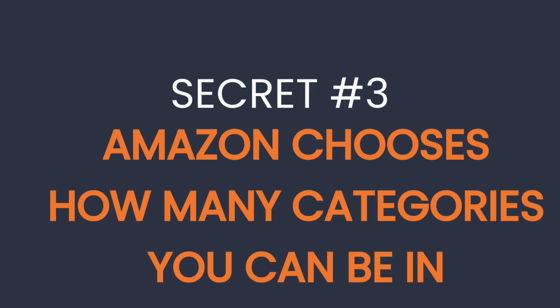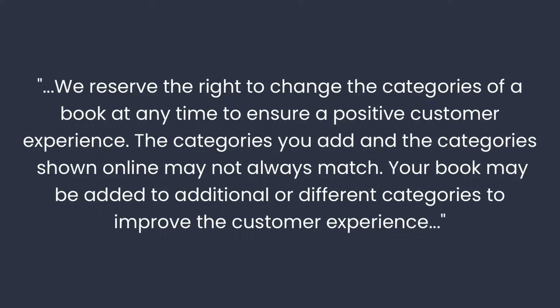Number 3. Another major issue with the system is that Amazon can decide not to show you for the 3 you selected and holds the right to put you in whatever their system thinks without your input. However, they can also put you in more. How do I know this? Well, actually, Amazon's FAQ tells us exactly this. We reserve the right to change the categories of a book at any time to ensure a positive customer experience. The categories you add and the categories shown online may not always match. Your book may be added to additional or different categories to improve the customer experience.